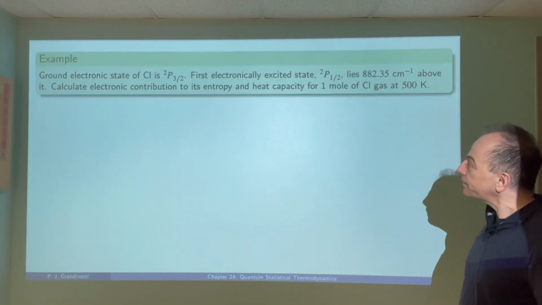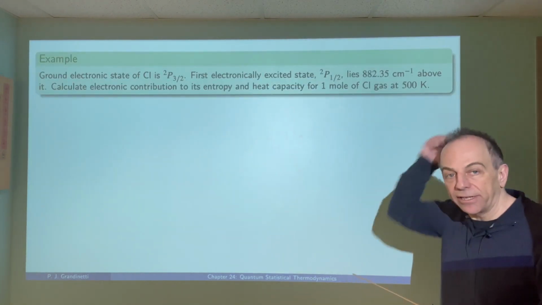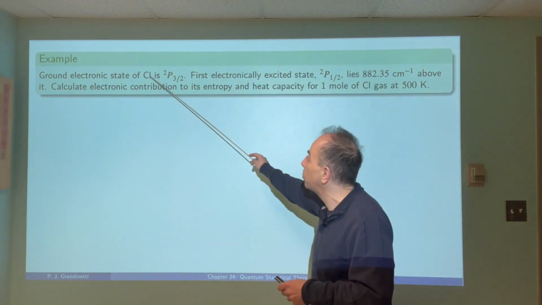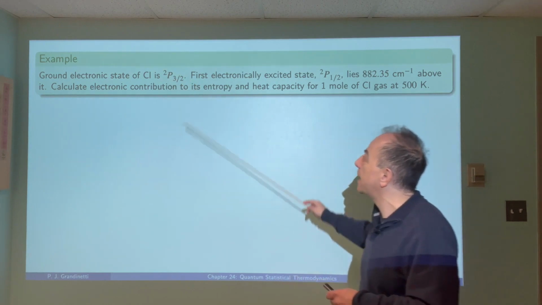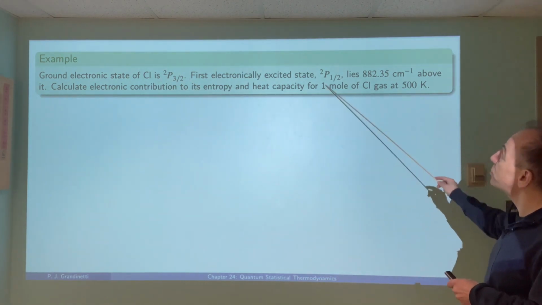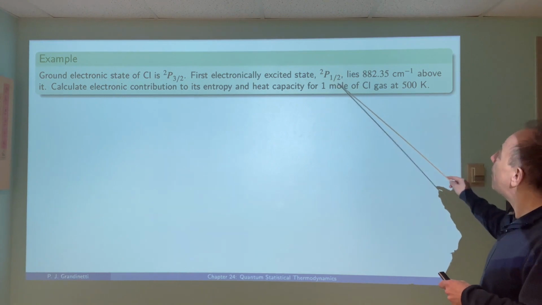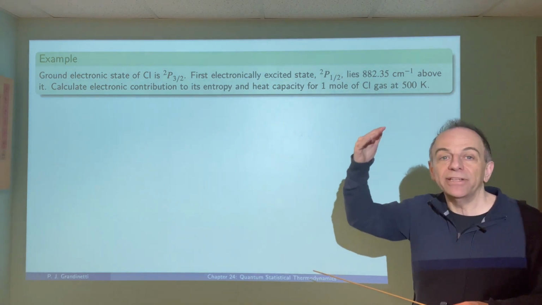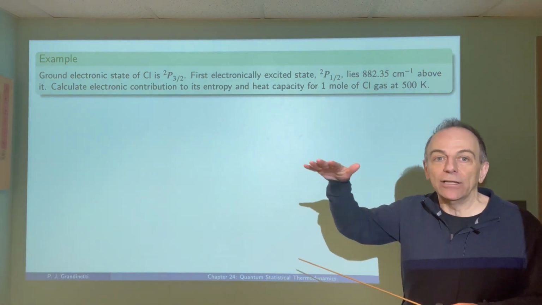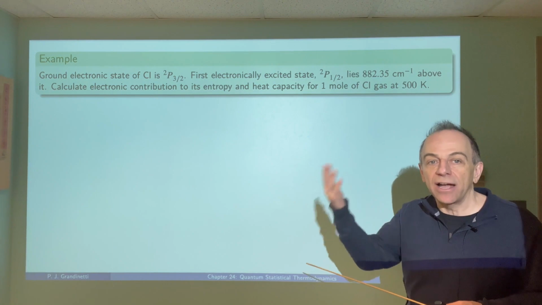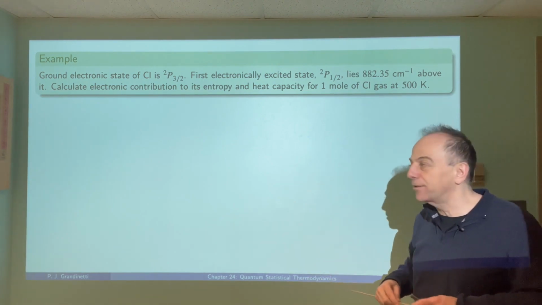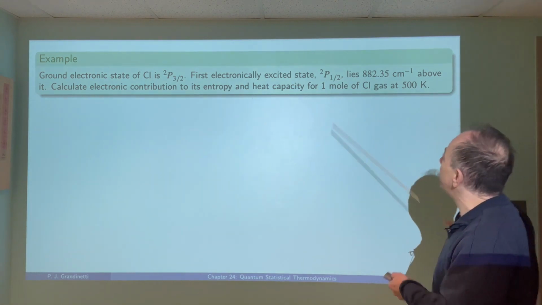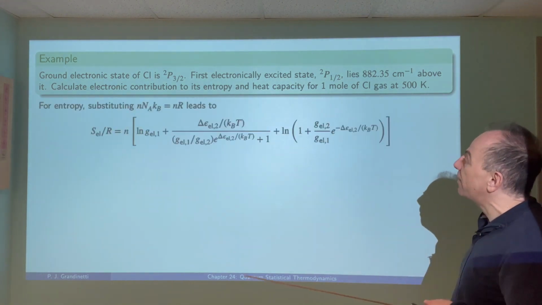So it's relatively straightforward to just look at the term symbol and extract from that the degeneracy of the electronic level. So let's look at an example where we calculate using the electronic partition function. Let's take a system with chlorine, where its ground state is a doublet P3/2, and its first excited state is a doublet P1/2, which lies 882.35 inverse centimeters above it. This is a case where we have a relatively low lying state. Most of the time it's not going to be like this, but let's do this because it's a more illustrative calculation of how this works. So we want to calculate the entropy and the heat capacity for 1 mole of chlorine at 500 Kelvin.